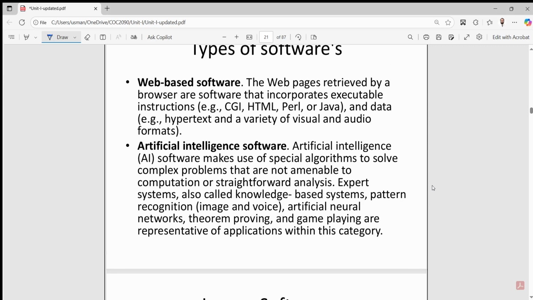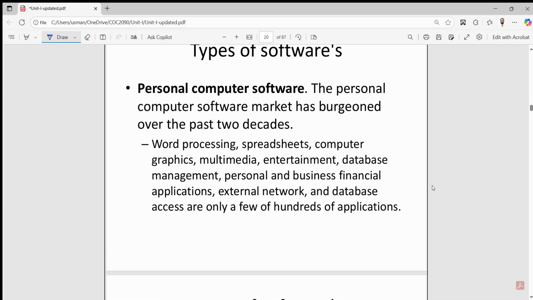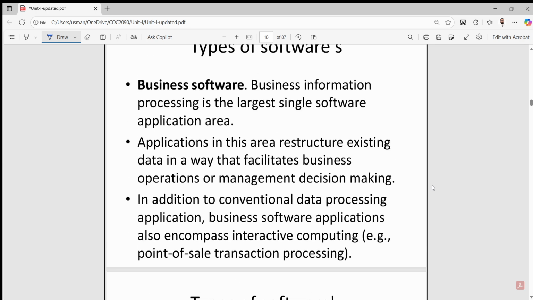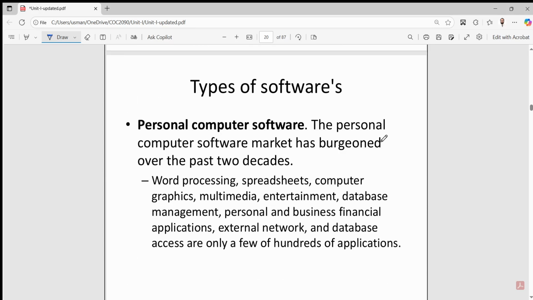So these were certain types of software that we think the system is to be developed as. And one more is business software, also known as application software, because they are built for a certain set of applications. This is what I want to highlight here.